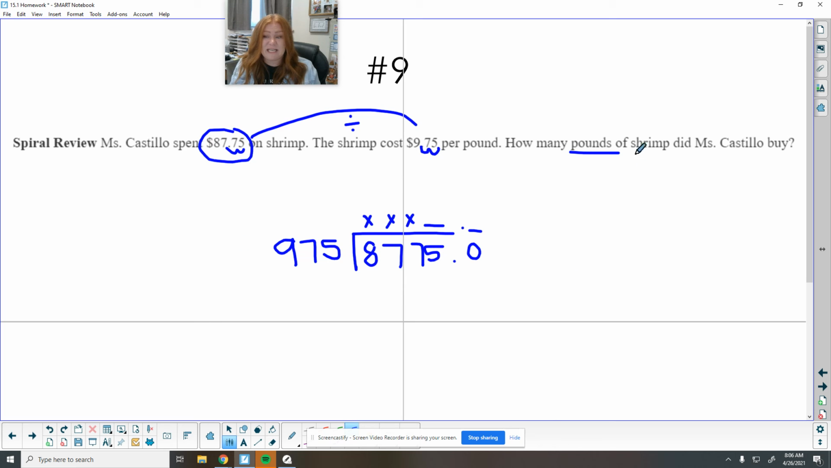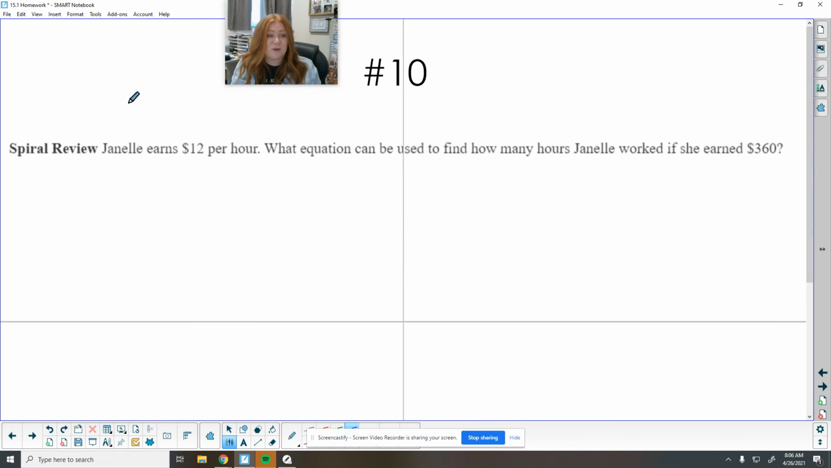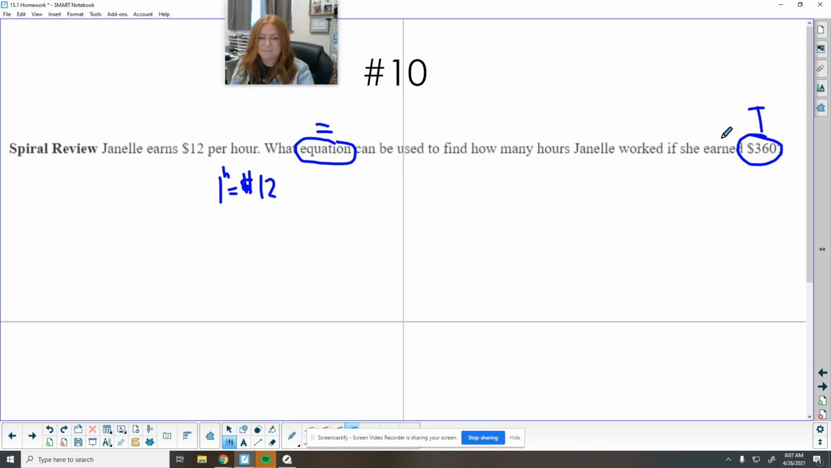So go ahead and divide and see how many pounds of shrimp Mrs. Castillo bought. And last one for today says that Janelle earns $12 every hour. That's right. Every time she works 1 hour, that equals $12. So 1 hour is $12. What equations, so I know equations have equal signs, can be used to find out how many hours Janelle worked if she earns a total of $360. So we have lots of equations we could write here. So I know this is my total of $360, and it's going to equal something with the 12.